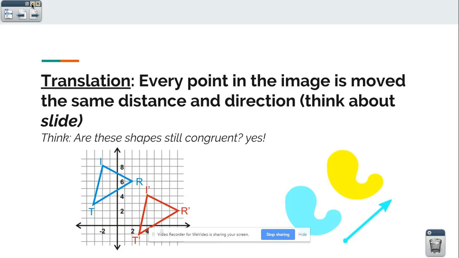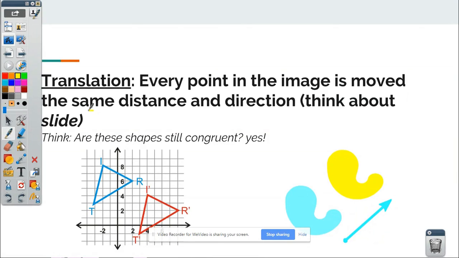First up is translation. It's when an image or shape slides. We're thinking about how it starts in one place and then just moves to a different spot. So you see this weird looking blue bean looking shape. All it did was slide over a little bit and it's still facing the same way. It's still the same size. It's still the same shape.